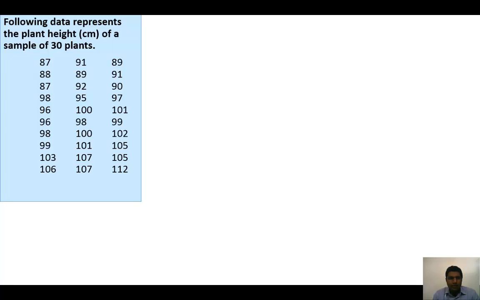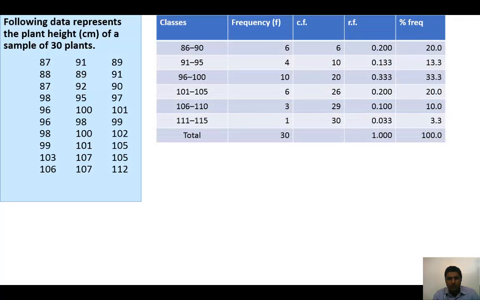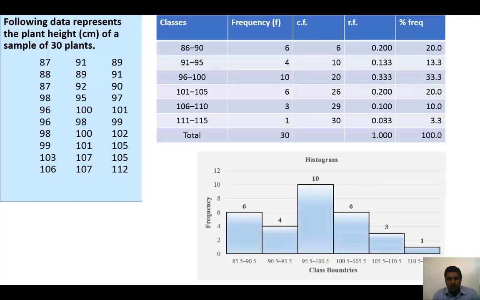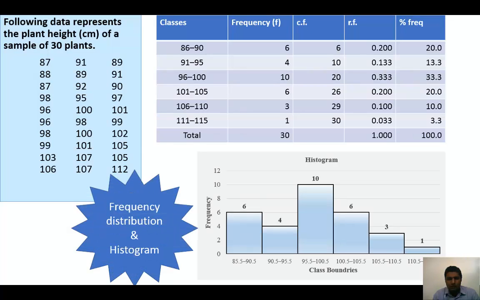On your screen you can see the data of 30 wheat plants, the height of 30 wheat plants, and as you know, height is a continuous variable. From this data today we will learn how to make this kind of table, the frequency distribution, and how to construct histograms. Remember, the frequency distribution of a continuous variable and the histogram tell us about the distribution of data. Today we're going to learn how we can construct these two from a continuous variable.